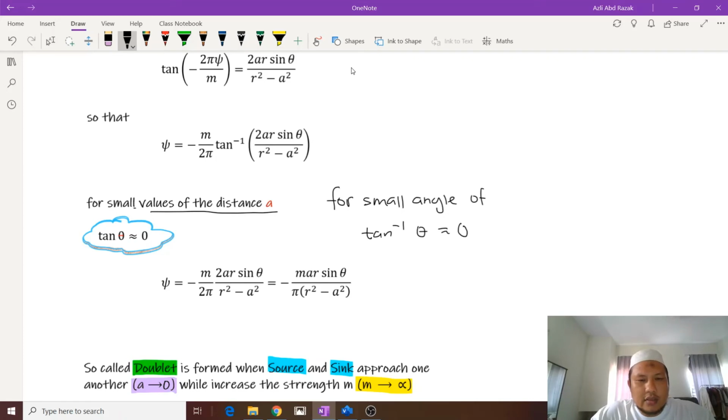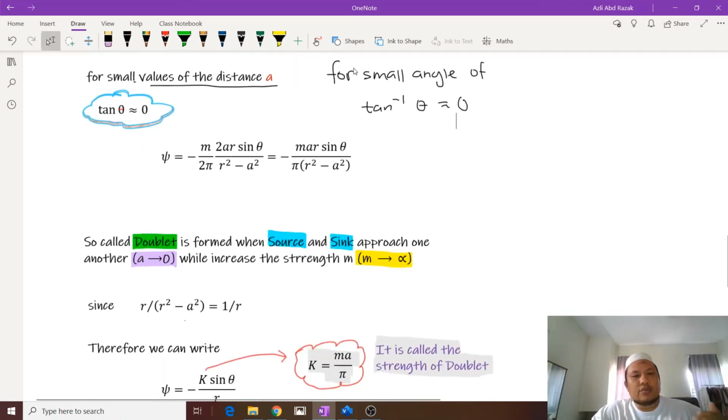So what we can say is that this angle, the arctangent, is actually equal to this value. Therefore, psi equals minus m divided by 2 pi times 2ar sine theta. We can write this equation in the form of this one: minus m divided by 2 pi, 2ar sine theta divided by r squared minus a squared. So this is equal to minus mar sine theta divided by pi times r squared minus a squared.